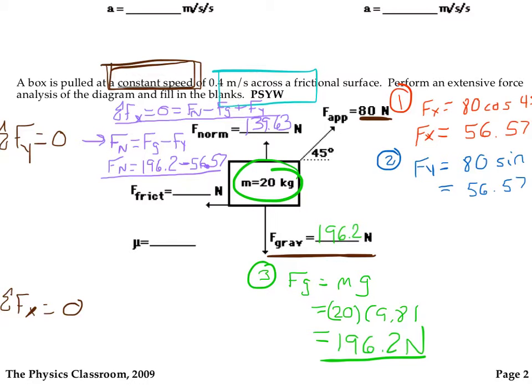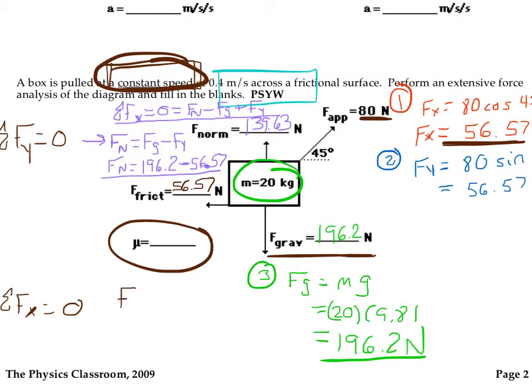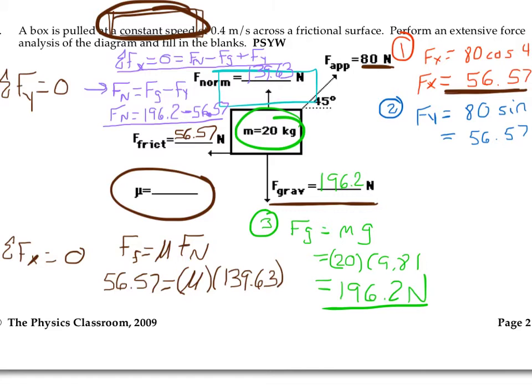As for the force of friction, since the x components have to cancel out because of the constant speed, that means our force of friction is also 56.57 newtons. And from that, we can find our coefficient, because we know that the force of friction equals the coefficient times the normal force. And we know the force of friction is 56.57, and we know that the normal force is 139.63. So that means that the coefficient has to be 0.41.